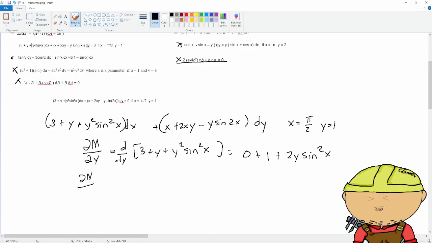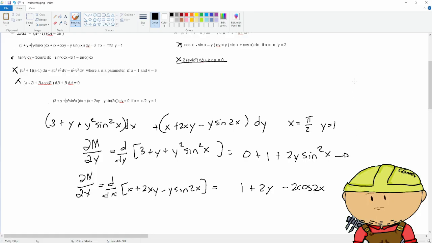For the other side, that's gonna become d over dx of x plus 2xy minus y sine x. We're gonna be focusing on the x only. So that's gonna become 1 plus 2y minus 2 cosine x, right? Because those two are different, I'm gonna try to manipulate this.